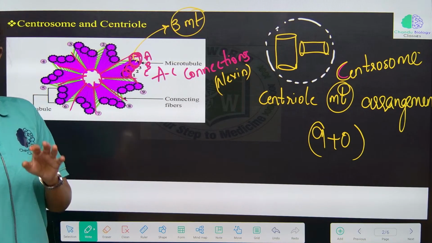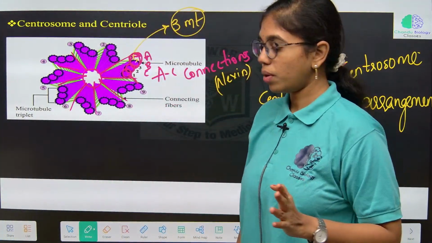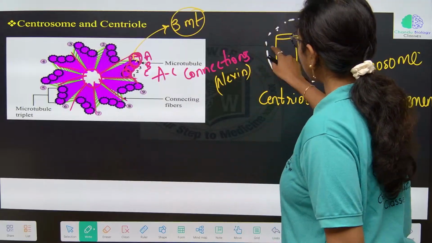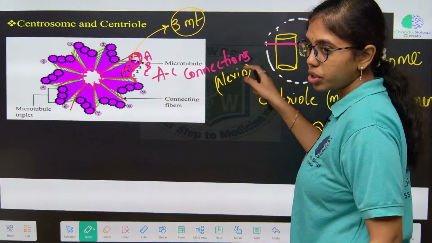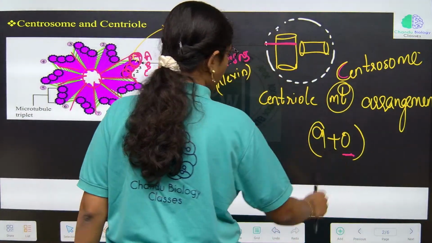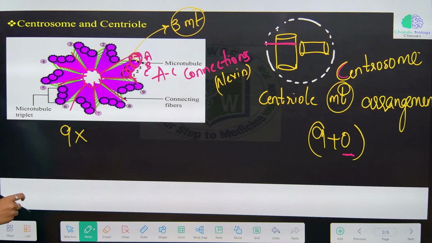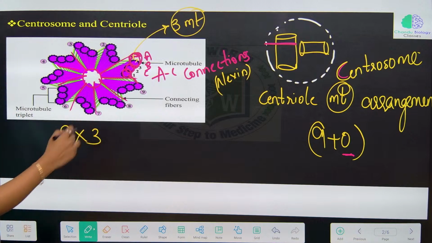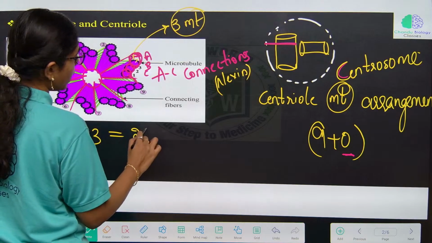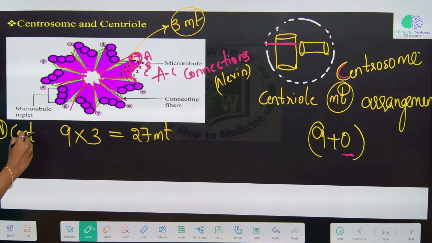Now, what is the total number of microtubules present in the centriole? If you transect a single centriole and observe, at the center there are no microtubules. There are 9 radial spokes, and each radial spoke has 3 peripheral microtubules. So for one centriole there will be 27 microtubules.